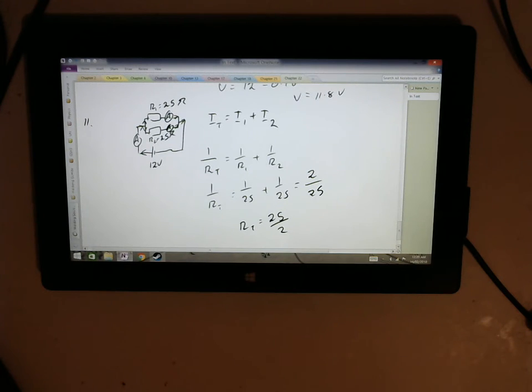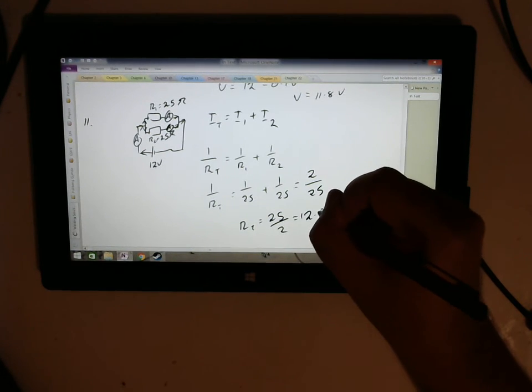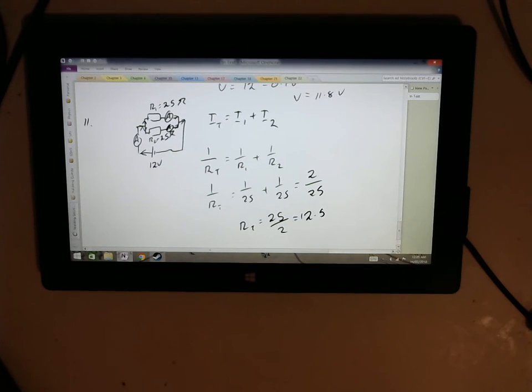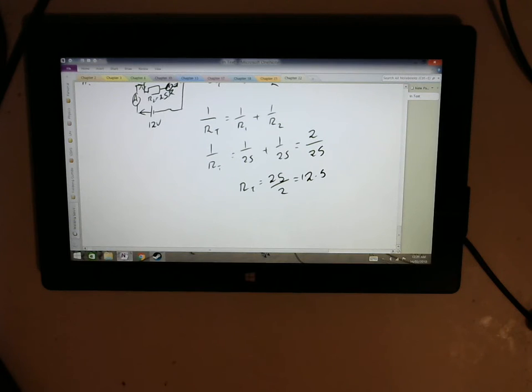Calculator, and if I do that, 25 divided by 2, we get 12.5. So that's at least a nice simple decimal that we could work with. It's not going to give us any rounding errors down the track. Leave it as either, I'm fine with fractions. We know the total voltage.